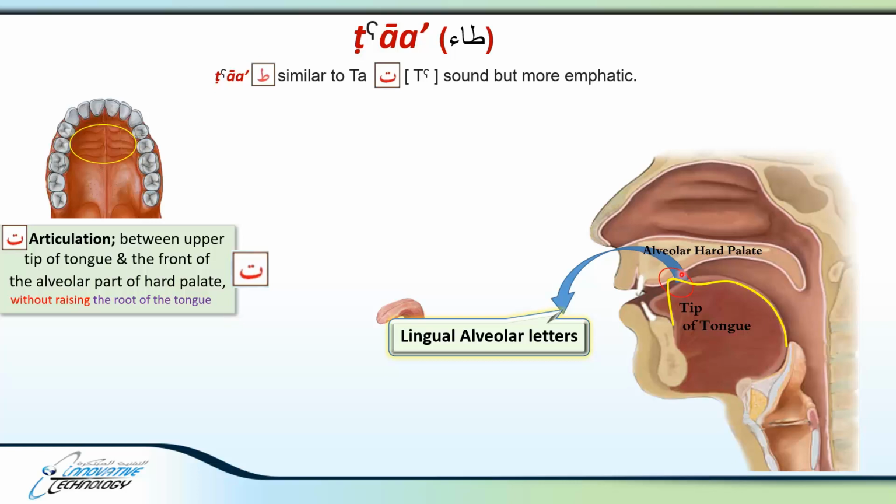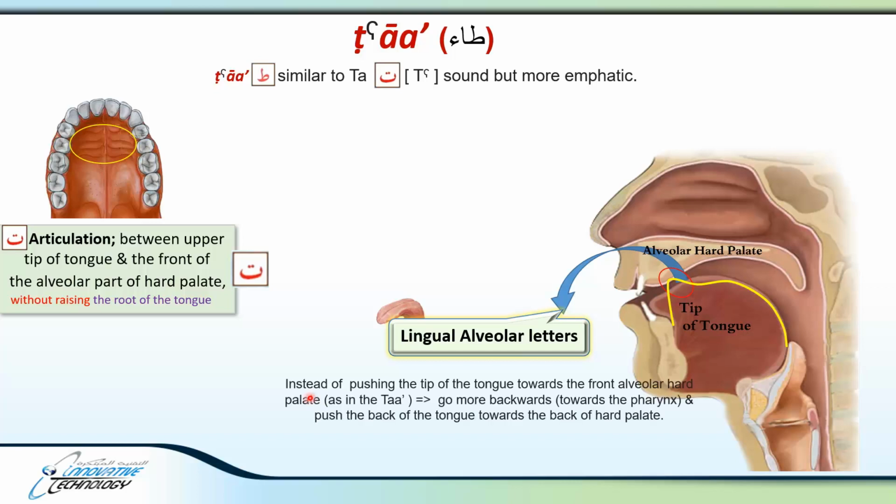Now, if we take this articulation point from here more backwards, towards the pharynx, and simultaneously raise the back of the tongue, the root of the tongue. Instead of pushing the tongue up here towards the alveolar area, as in the Ta, go backwards here and push the tongue towards the back of the hard palate. This is the back part of the hard palate. We end up with a Ta. So go back in the articulation area and raise the back of the root of the tongue.